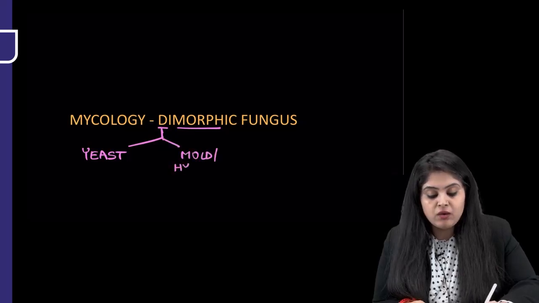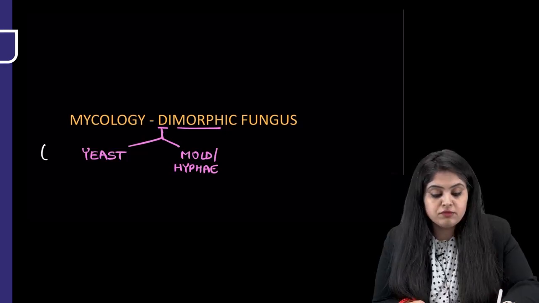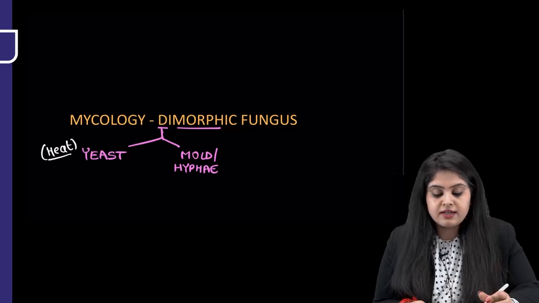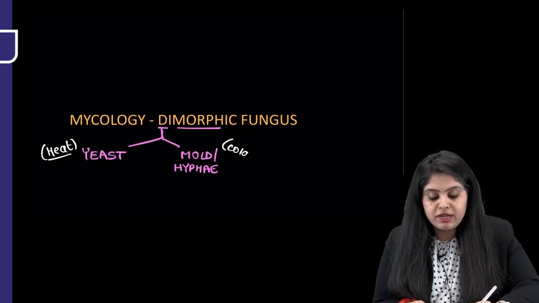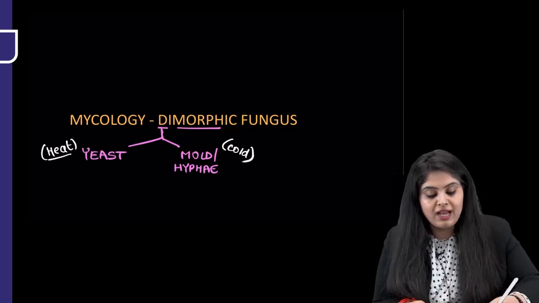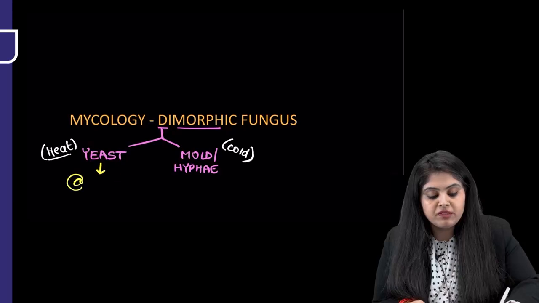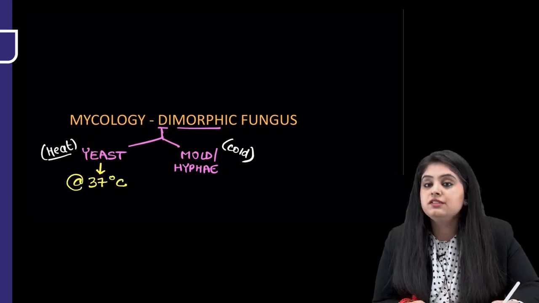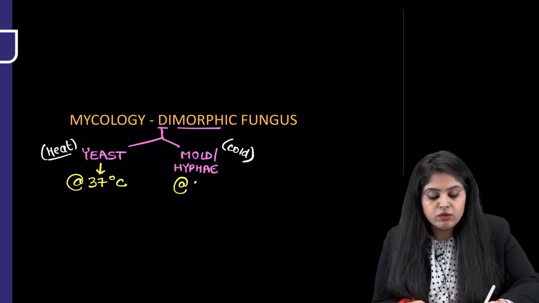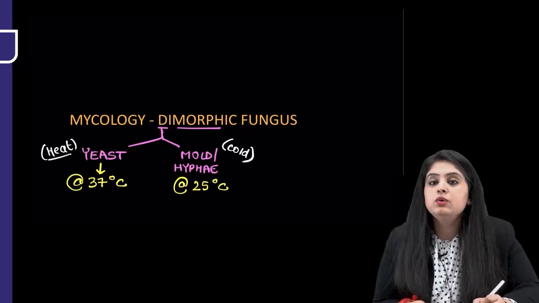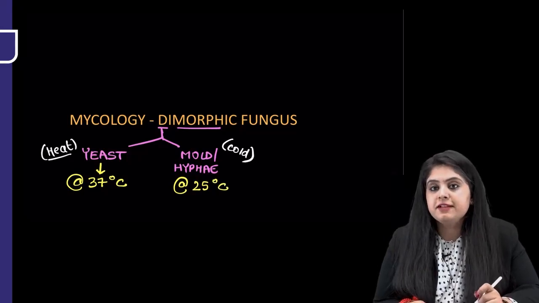And now I also want you to tell me the temperatures with the mnemonic that I taught you, that the yeast form is something that you will be seeing in heat. Yeast and heat are rhyming. Mold and cold are rhyming, right? So mold form you will be seeing in cold. Having said that, the yeast form is something you will see at a higher temperature of 37 degrees, and mold is going to be something that you will see at a slightly lower, colder temperature, that is 25 degrees.